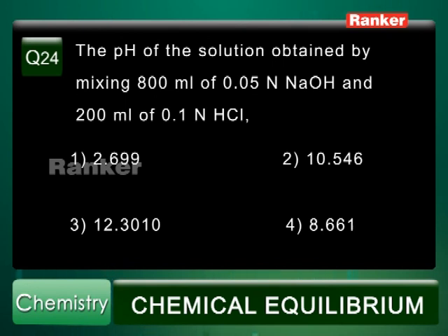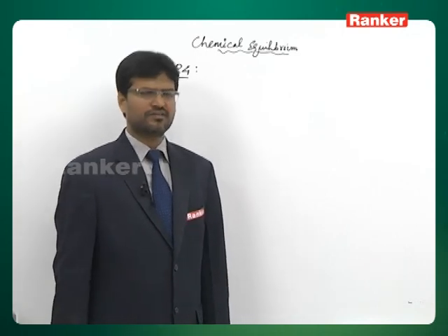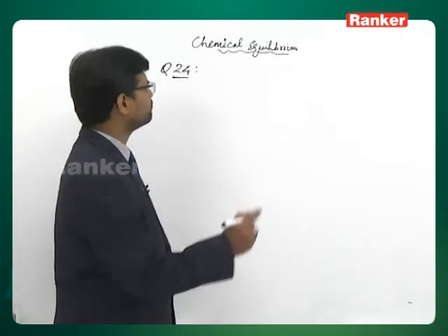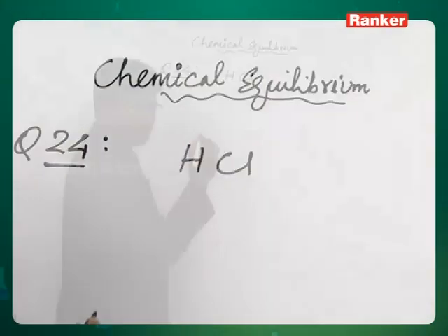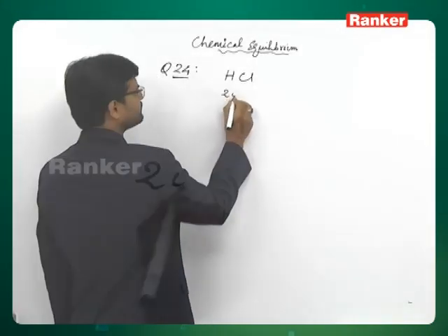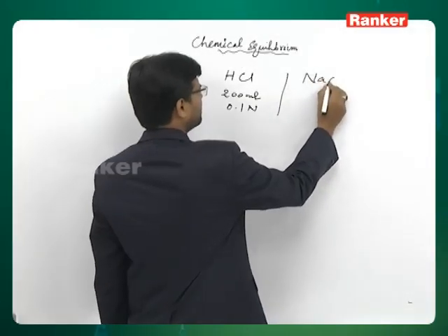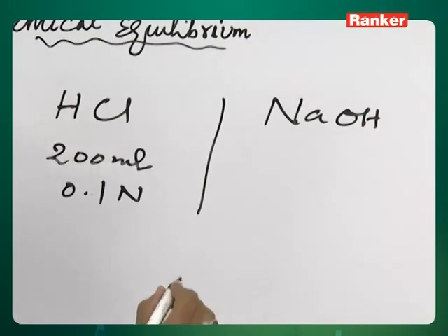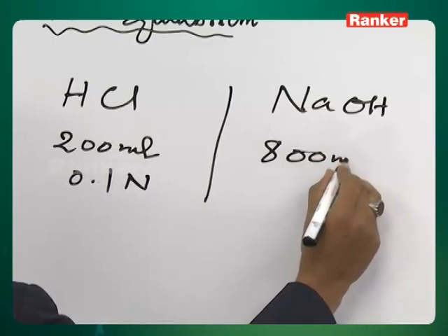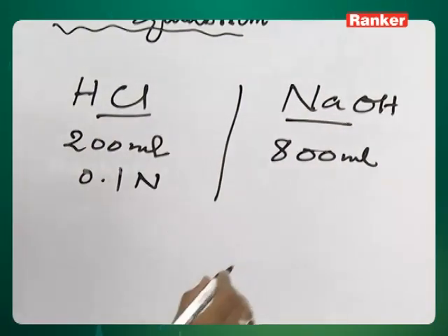Question number 24. The pH of the solution obtained by mixing 800 ml of 0.05 normal sodium hydroxide and 200 ml of 0.1 normal HCl. See, we are mixing acid and base, and we need to find out the normality of the mixture. Once you find out the normality of the mixture, from that you can find out the pH of the resulting solution. See, we are mixing HCl, 200 ml, 0.1 normal. Sodium hydroxide we have taken as 800 ml, 0.05 normal.